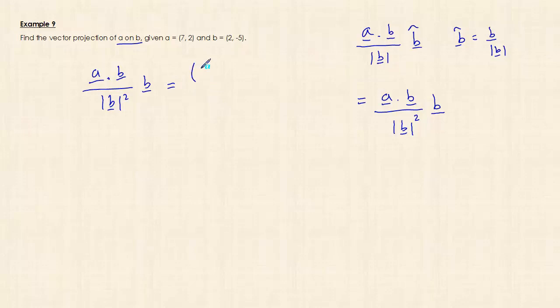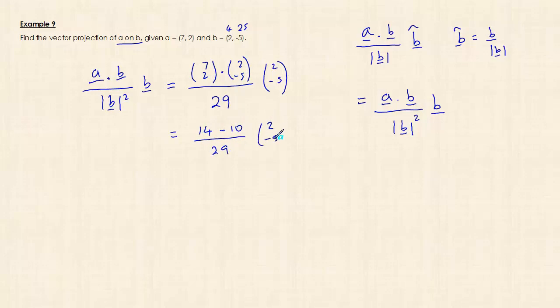So that's going to be 7, 2 dot 2, negative 5. Now the modulus of b is going to be 4 add 25, so that's root 29, and squared that is 29. And then our vector b is 2, negative 5, so we just need to work this out. So that's going to be 14 take away 10 over 29 times 2, negative 5. So that's 4/29 of 2, negative 5.